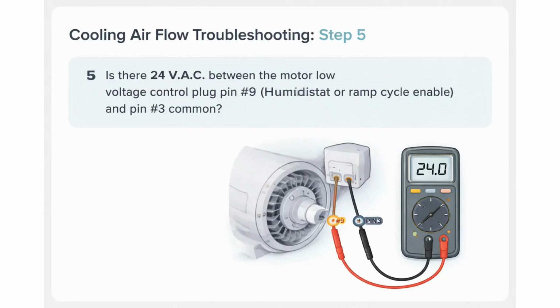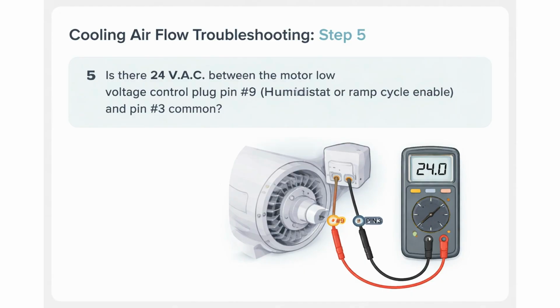Step 5 checks the humidistat or ramp cycle enable signal. You're looking for 24 volts AC between pin 9 and pin 3 on that same motor plug. There's an important exception here. On packaged gas electric units, this voltage must be 0 for these features to operate. If the voltage is correct, the plug is secure, but the CFM won't drop when the humidistat opens, the motor module is likely defective and should be replaced.